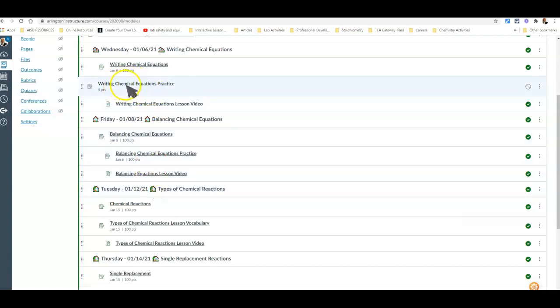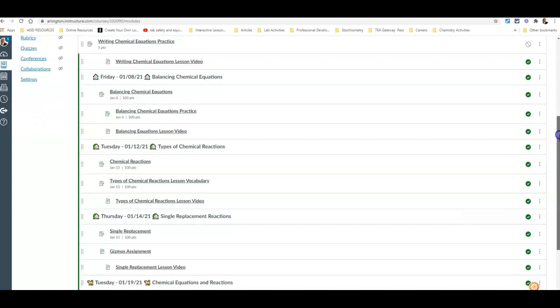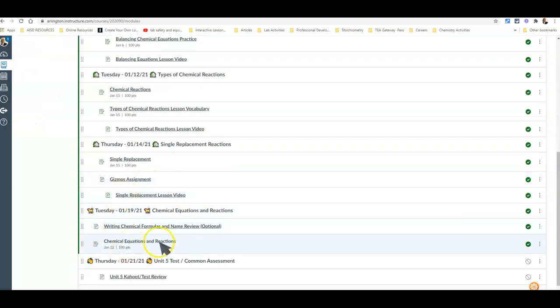Now I know this was put in late. I decided not to publish it. This has to do with writing chemical equations from word to formulas. It involves you doing it on paper and uploading, so I decided to forgo that. In place of that, you're going to do an assignment here that has to do with writing formula equations from word equations.